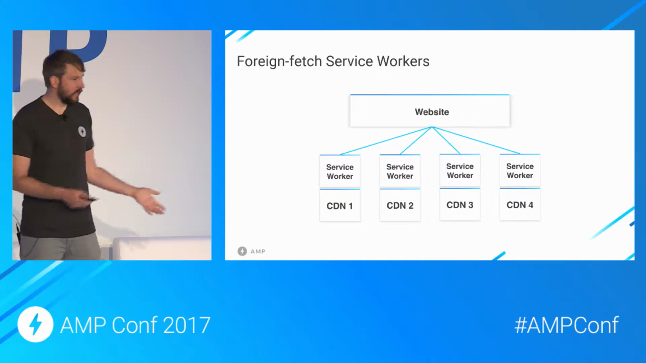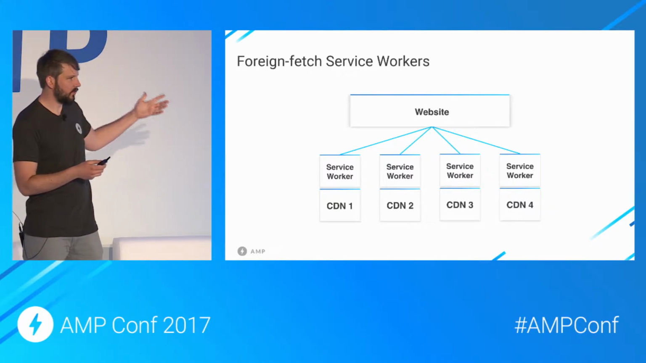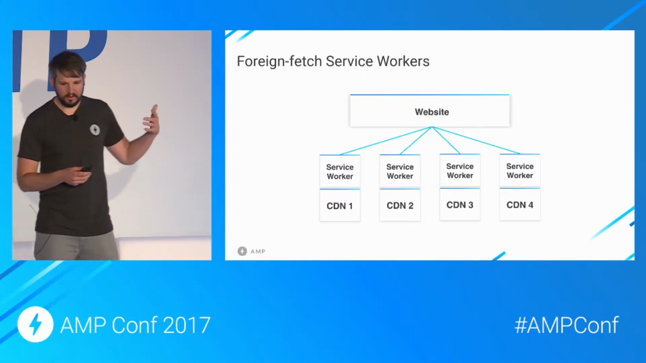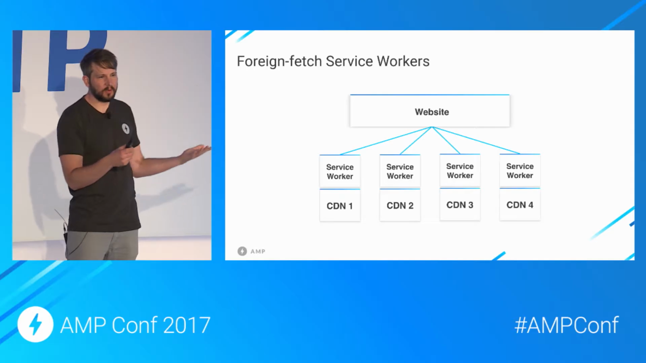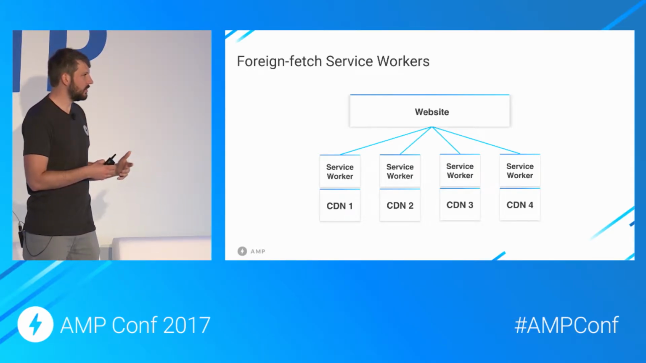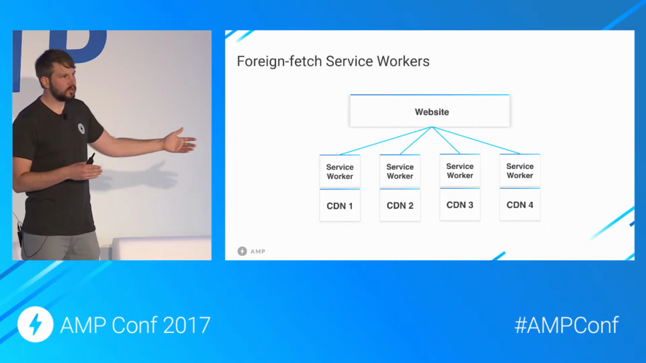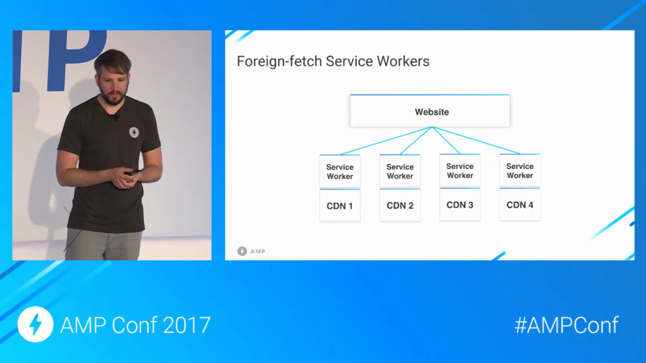So foreign fetch turns this around, where each CDN can have their own service worker. This is nicer because it can reply to your main request, and it allows very controlled caching across all these CDNs, right? And this is a feature coming to Chrome as we speak.